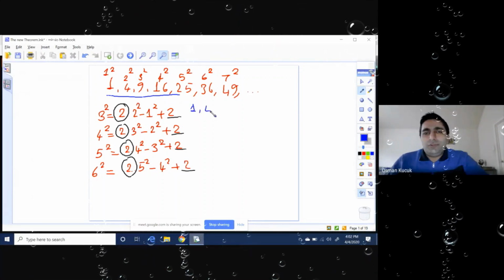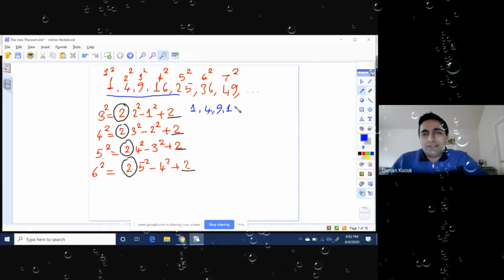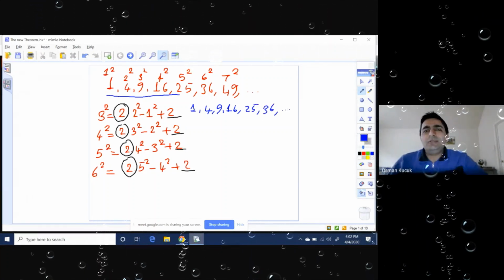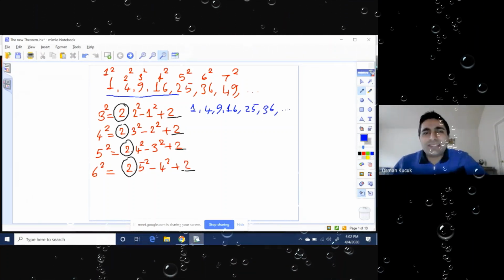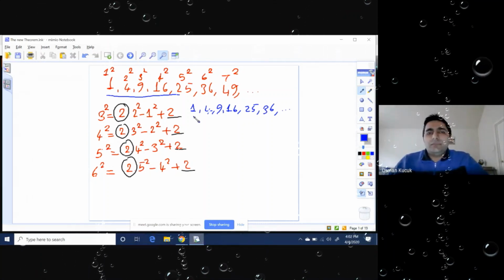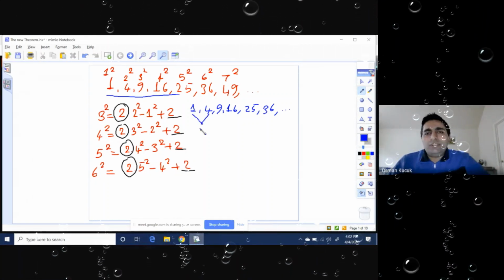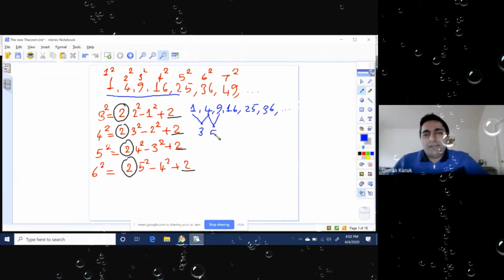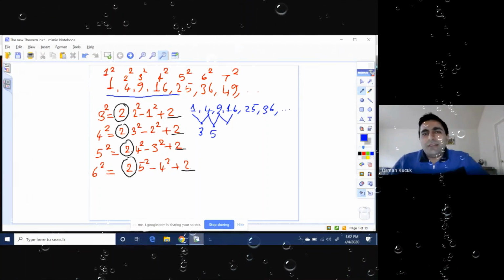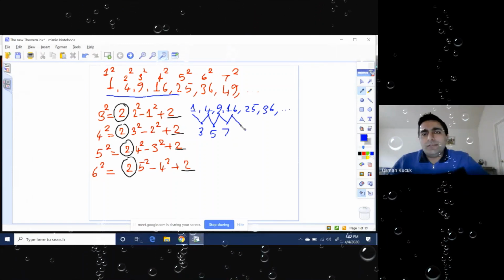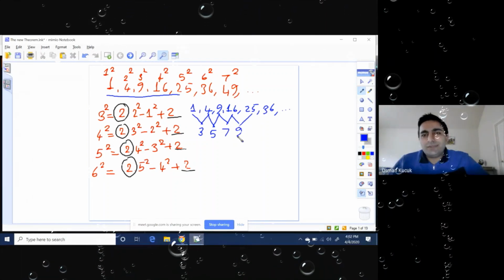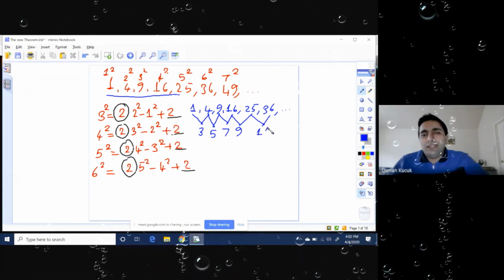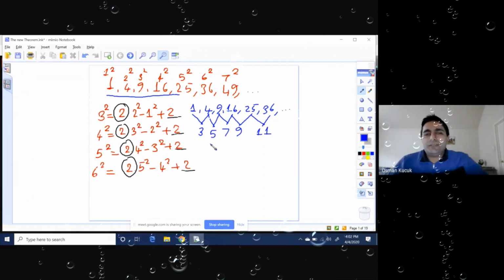So 1, 4, 9, 16, 25, 36, so that we can look at the differences between the consecutive terms. Now, the difference between 1 and 4 is 3. Difference between 4 and 9 is 5. So 16 minus 9 is equal to 7. 25 minus 16 is equal to 9. And 36 minus 25 is equal to 11. These are the first differences.